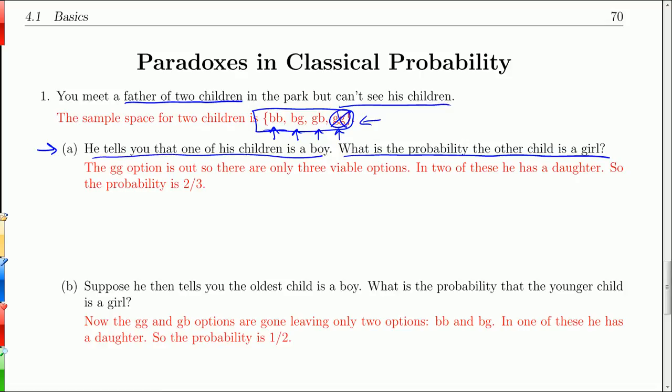And when you look at what's left, you have boy, boy, boy, girl, girl, boy. What is the probability that the other child is a girl? Well, that happens in 2 different ways. And there's a total of 3 outcomes, so it's 2/3. Right. So it's not 1/2. If you thought it was 1/2, that intuitively makes sense. But from the classical approach of probability, there's actually a better chance that the other child is a daughter.